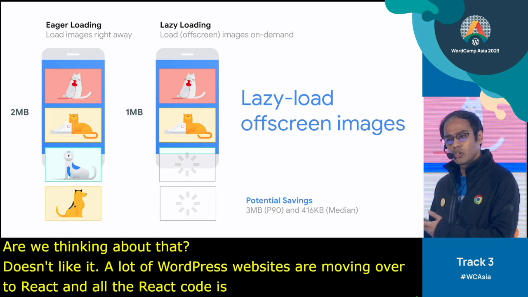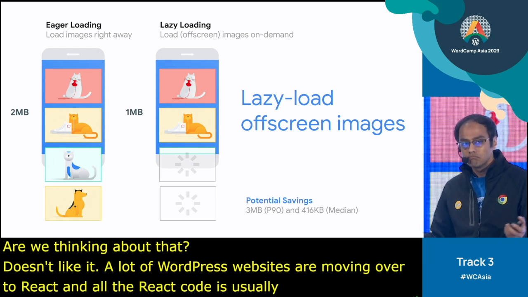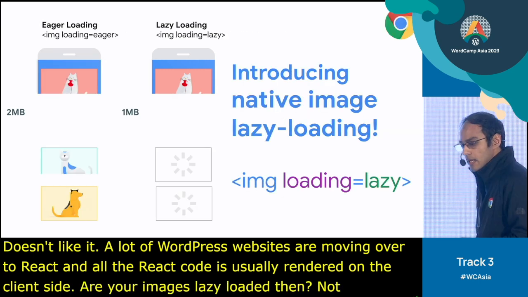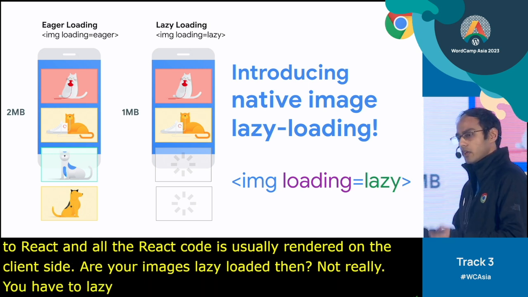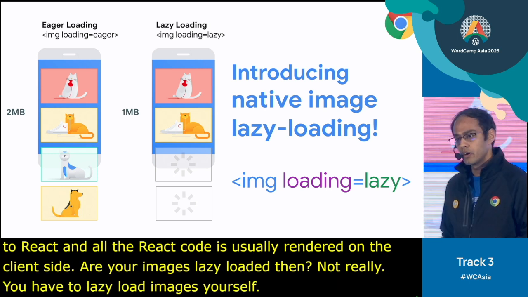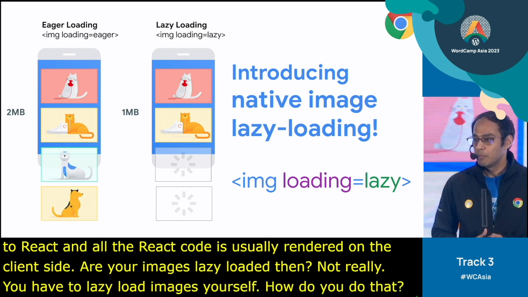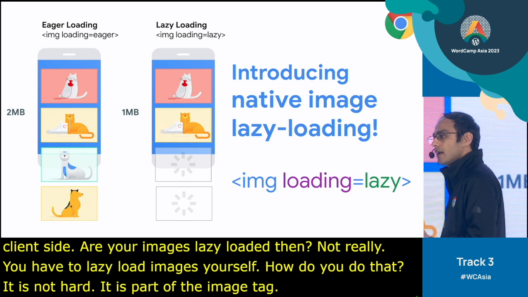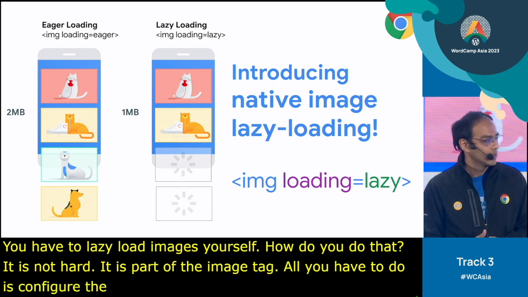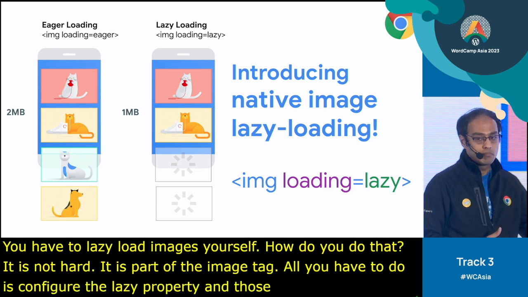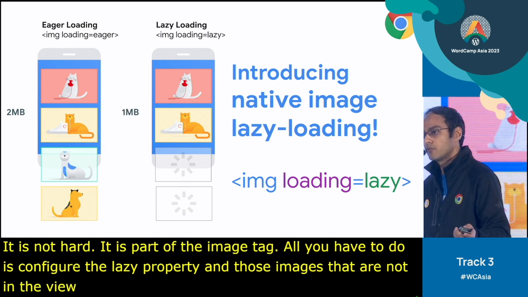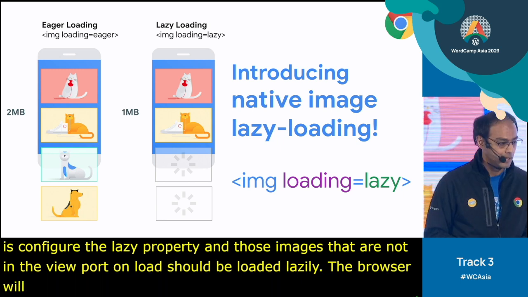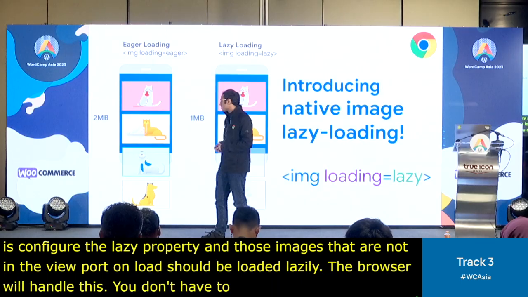So are your images lazy loaded then? Not really. You have to lazy load images yourself. So how do you do that? Well, it's not hard. It's part of the image tag. All you have to do is configure the lazy property, and those images that are not in the viewport on load should be loaded lazily. The browser will handle this for you. You don't have to install any libraries. You don't even have to install any plugins, technically, if you're configuring this on all the images yourself.